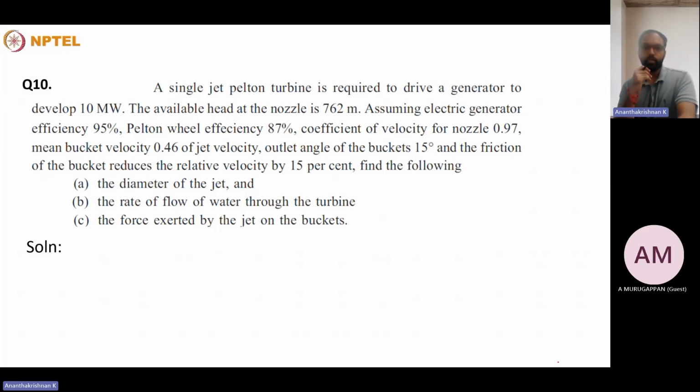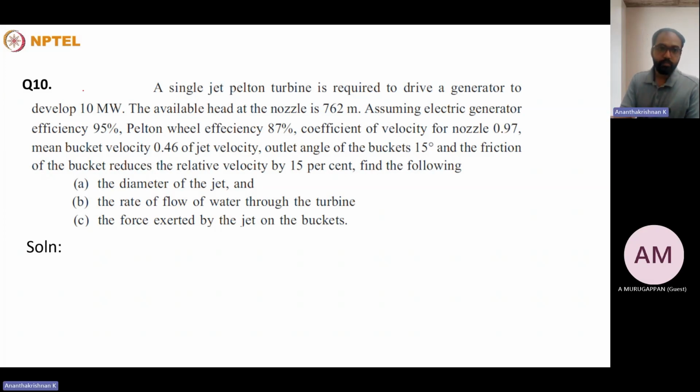We need to find the diameter of the jet which is impinging the runner blades, the buckets, the rate of the flow of water through the turbine, and the force exerted by the jet on the buckets. First of all, we need to calculate the diameter of the jet, and we can write down the constants which are given in the problem.